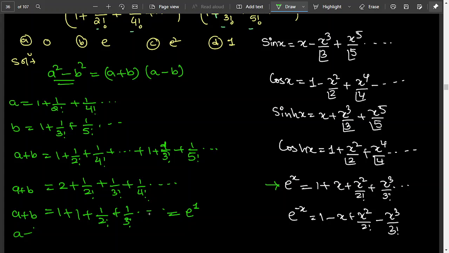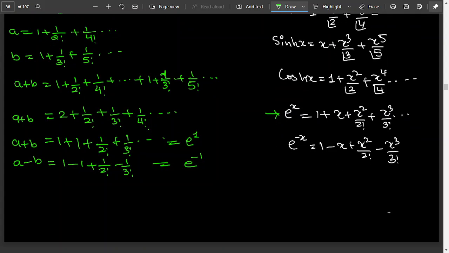Similarly, if I find a minus b, it will come out to be 1 minus 1 plus 1 upon 2 factorial, because this is a, and with the odd terms I'll get negative sign, which is exactly same as this one. So this will be exponent of minus 1. So if I do the product, then I'll get a plus b times a minus b is equal to exponent 1 times exponent minus 1, which is nothing but 1.